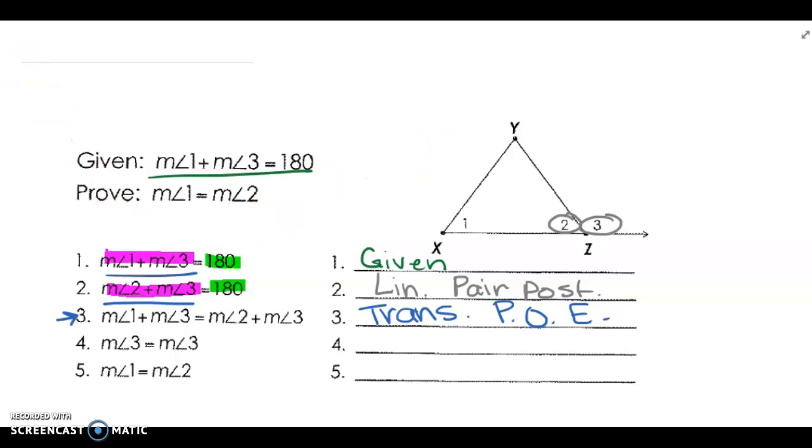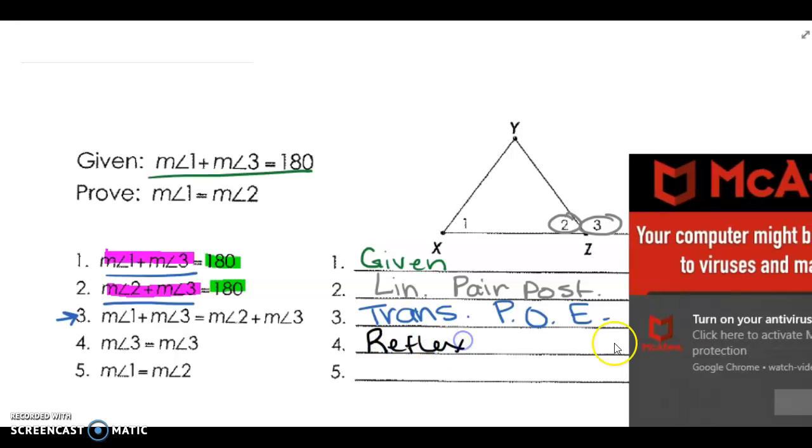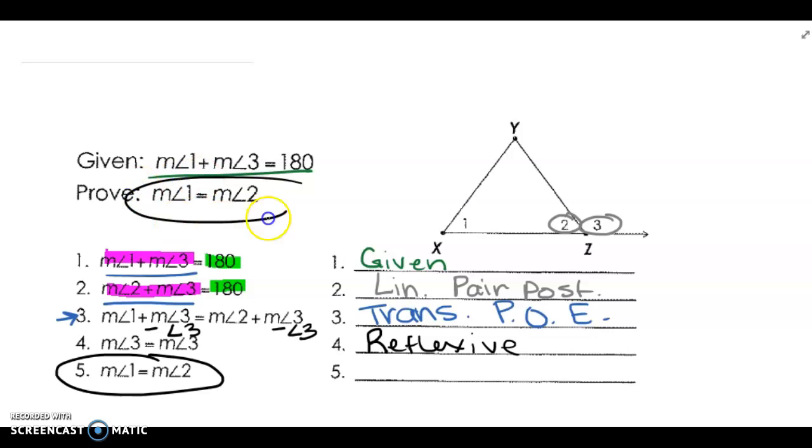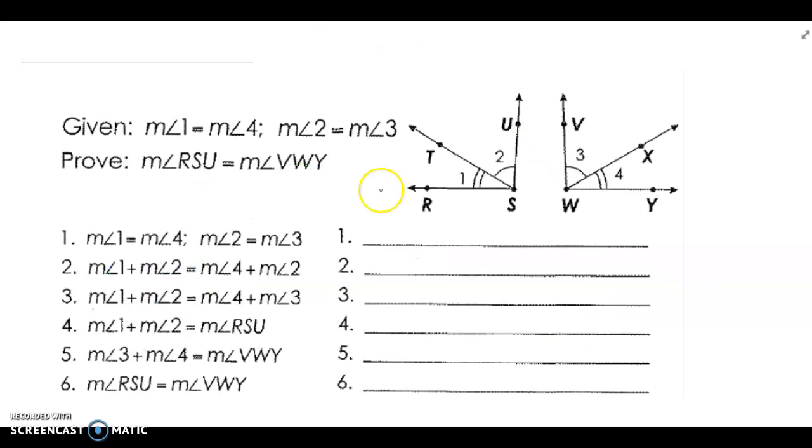Okay, now angle 3 equals angle 3. Guys, you should know that as the reflexive property. Okay, so if I subtract angle 3 from both sides, I'm left with measure of angle 1 equals the measure of angle 2, which is exactly what I want. And that is by the subtraction property of equality. All right, guys, let's look at the second example for the angle proofs.